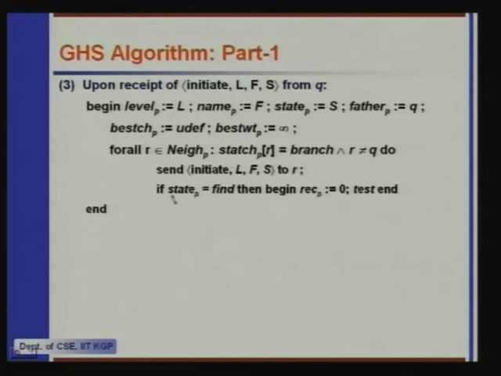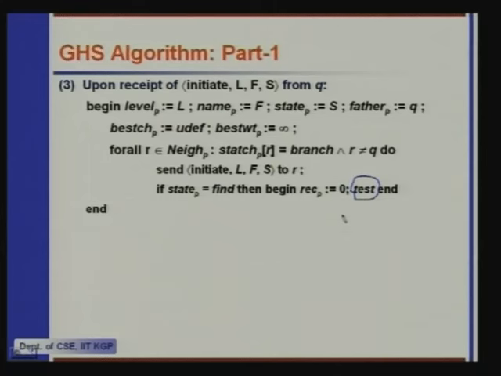Then, after it has sent out these messages, it will check whether the state of P, which it has inherited from the larger fragment, is find. If it is find, then it will start the finding process, and the finding process is initiated with a procedure called test, which it will start executing. Okay. We will see in due course of time what the test is doing, right. Now, this is part 1, is it clear, right.